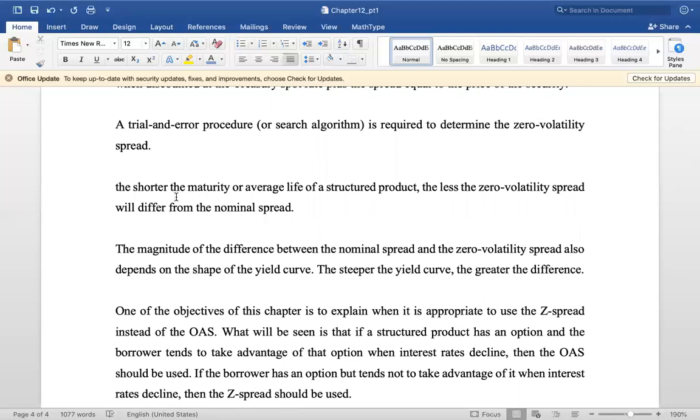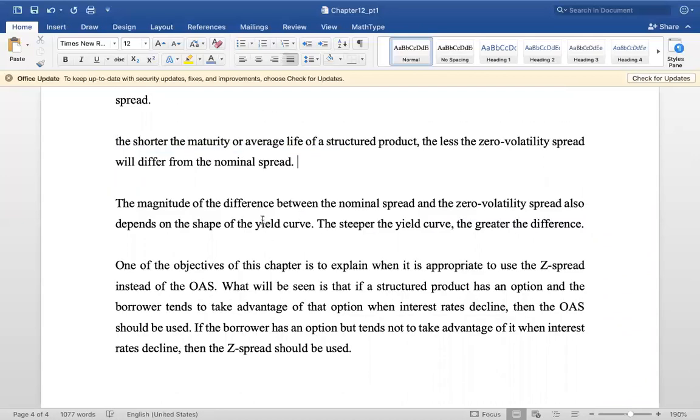The shorter the maturity or average life of a structured product, the less the zero volatility spread will differ from the nominal spread. So if the maturity and average life of the product are shorter, the zero volatility and nominal spread will be about the same. The magnitude of the difference between nominal and zero volatility spread also depends on the shape of the yield curve. The steeper the yield curve, the greater the difference.